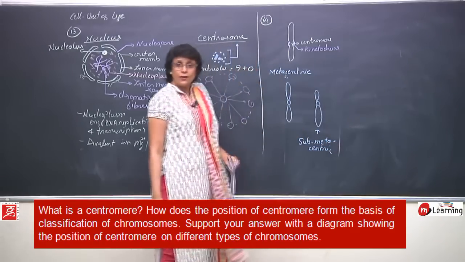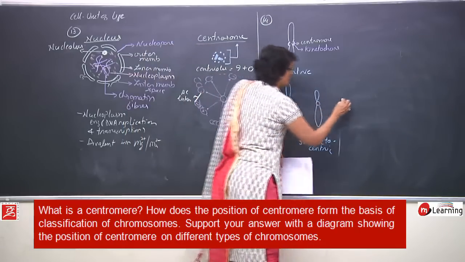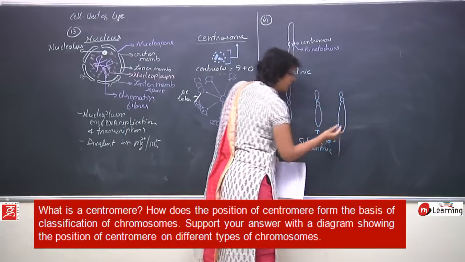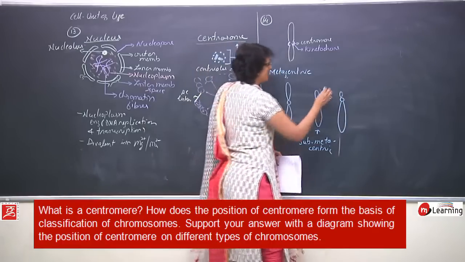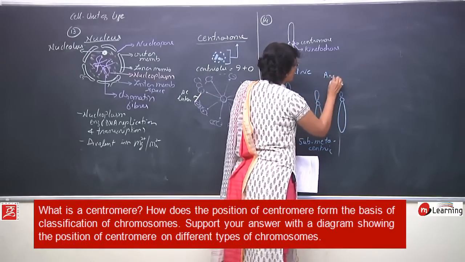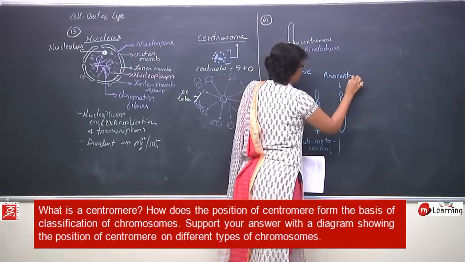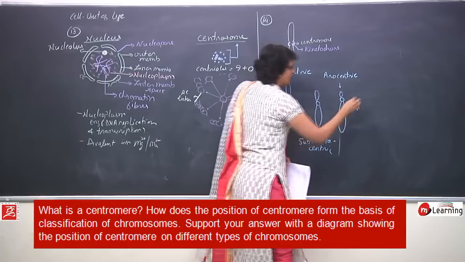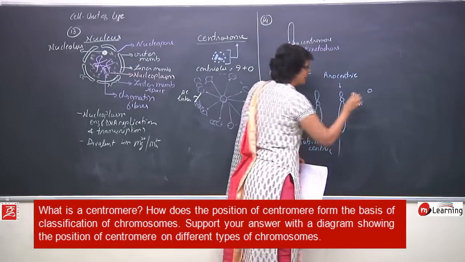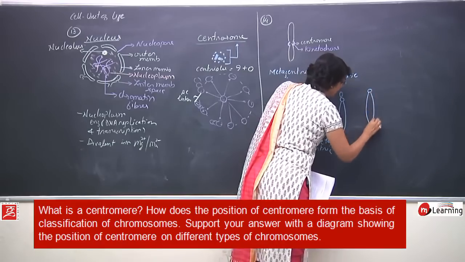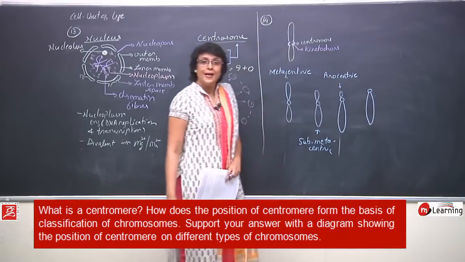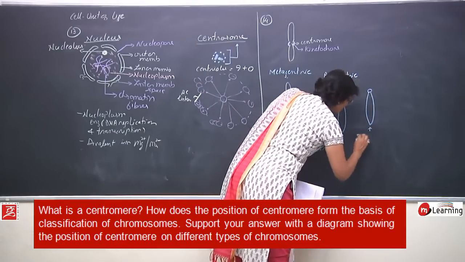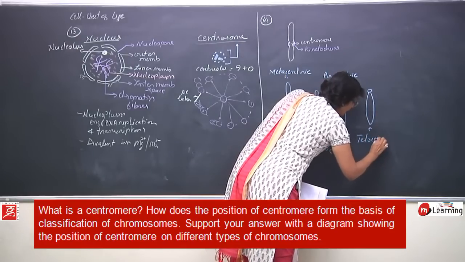If the shorter arm is very, very short, and the other arm is very long, then this type of chromosome is known as acrocentric. And the 4th one is when the centromere is terminal. That means only one arm is there, the centromere is at the tip of that arm and the other arm is totally missing. These chromosomes are known as telocentric.